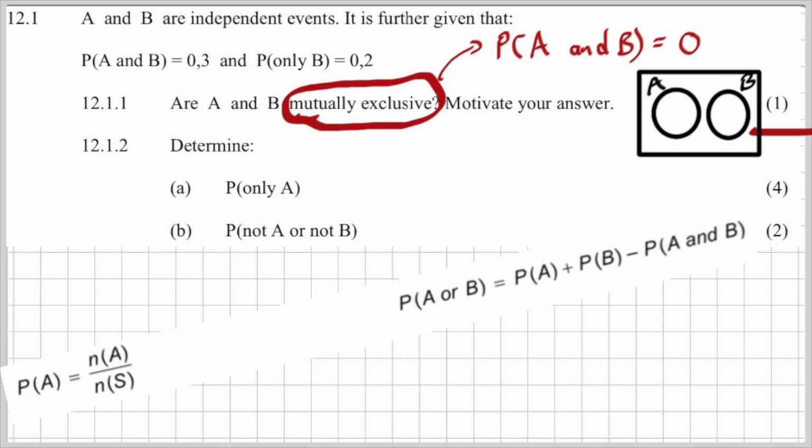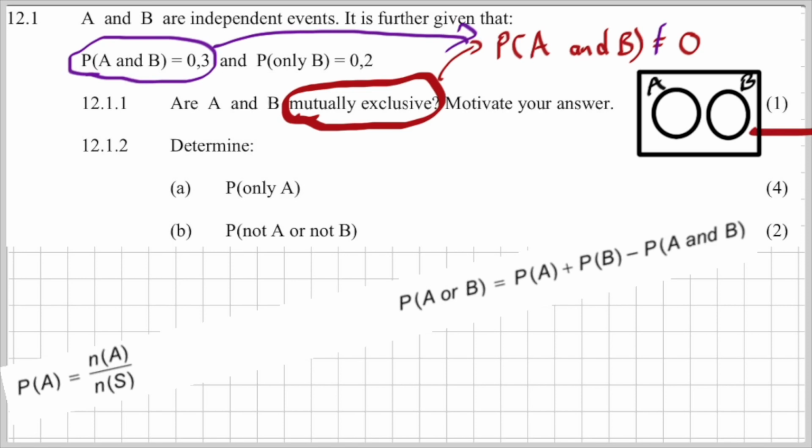So when I look at this Venn diagram of the probability of A and B being 0, it means that A and B do not overlap. But when I look at the information, it says that the probability of A and B is 0.3. So are A and B mutually exclusive? No. What does mutually exclusive mean? It means that A and B cannot happen at the same time. Get that, ladies and gentlemen? At the same time. This is very important for the rest of this sum.